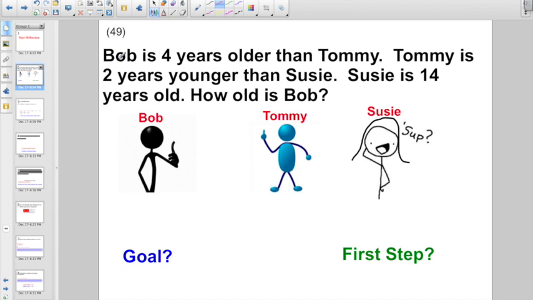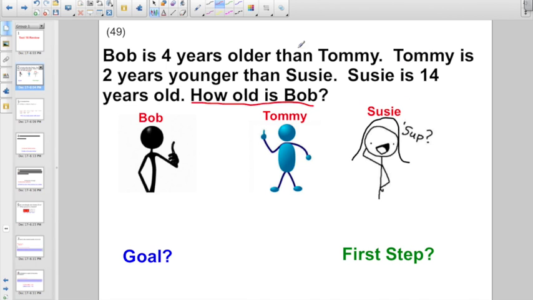So here's one that says, Bob is 4 years older than Tommy. That's what we know. Tommy is 2 years younger than Susie. Susie is 14 years old. How old is Bob? Well, that sounds like what our goal is right there. They want to know how old Bob is going to be. But the only way to figure this out, the first step has to be how old is Tommy? Because you can't really figure it out any other way.